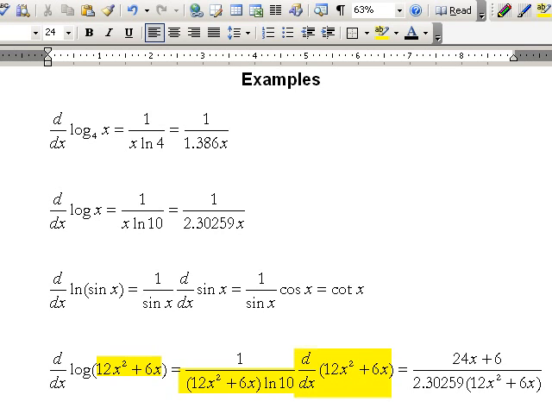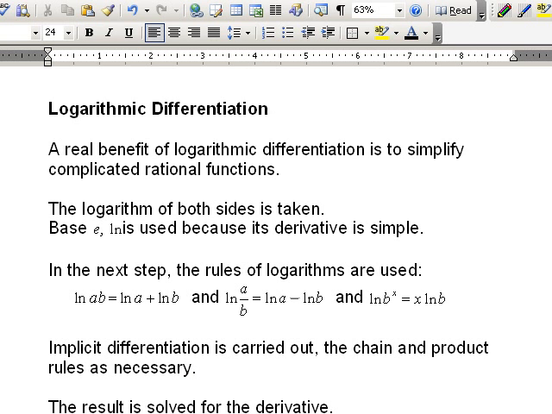One real benefit of this logarithmic differentiation is to simplify complicated rational functions, or even just any complicated function. The idea is that you take the logarithm of both sides, but the logarithm you want to use is ln, natural logs, because you don't have that extra scaling factor in there. It's simpler. Then you try to make use of the rules of logarithms, which are summarized here.